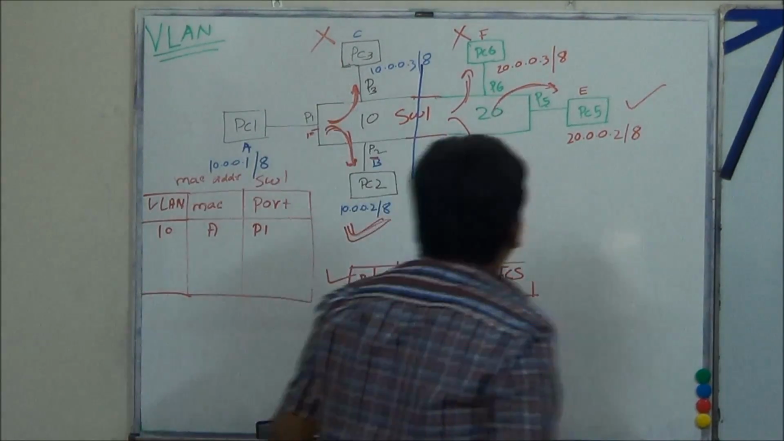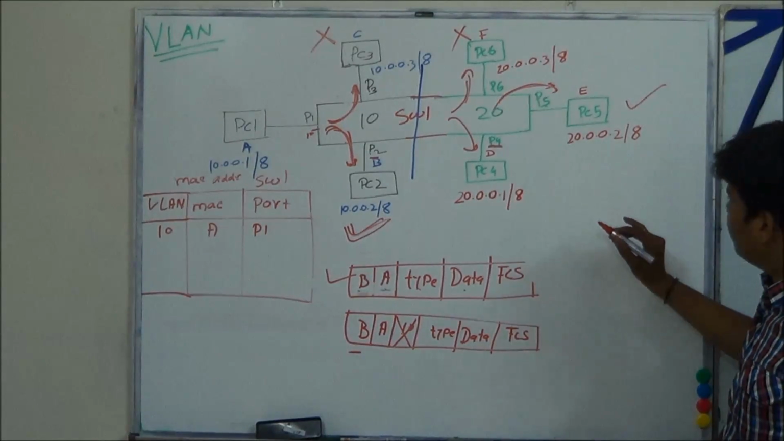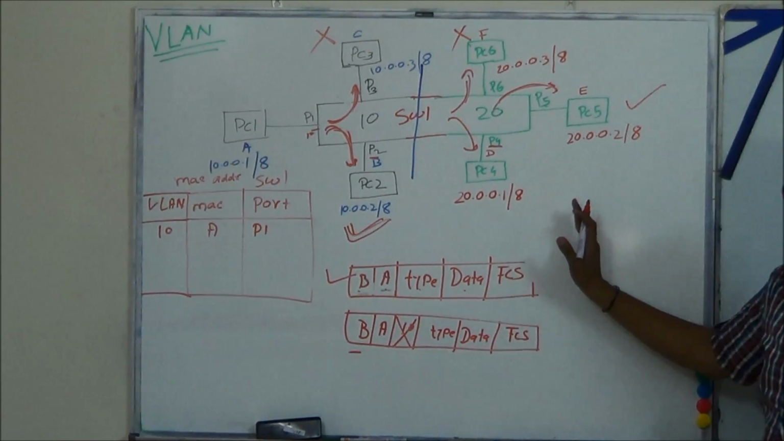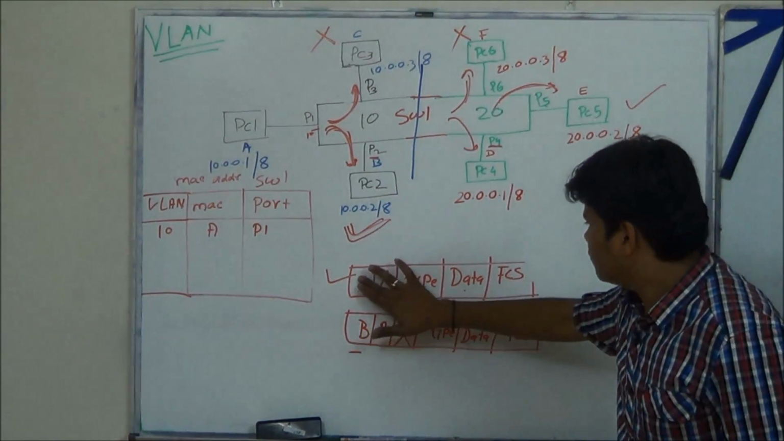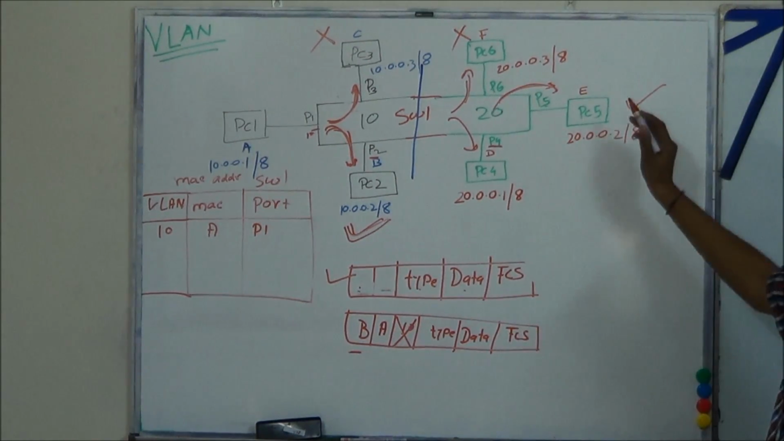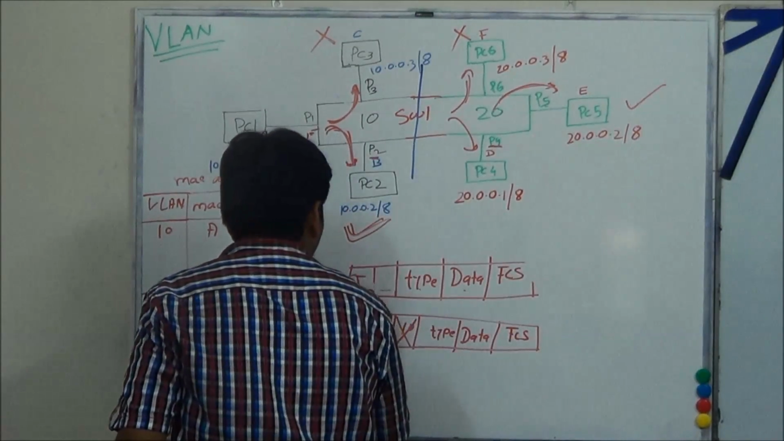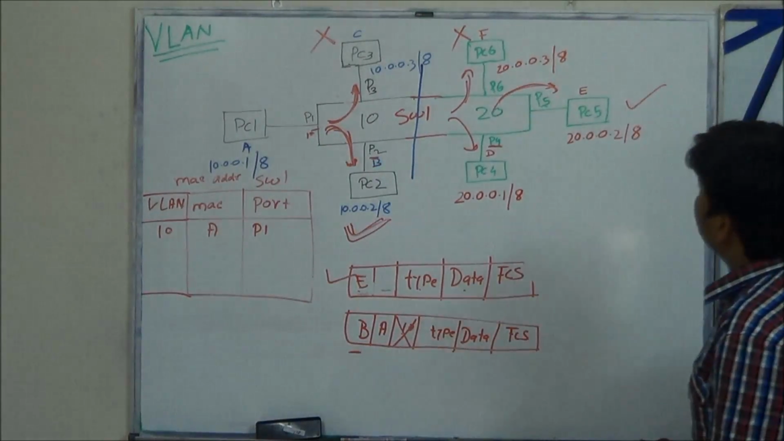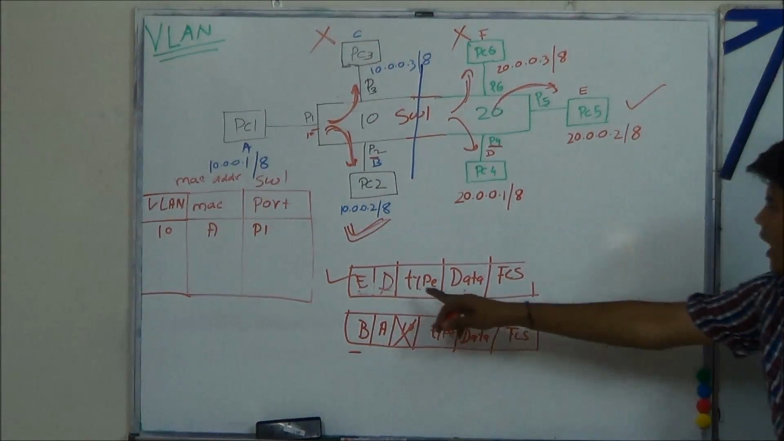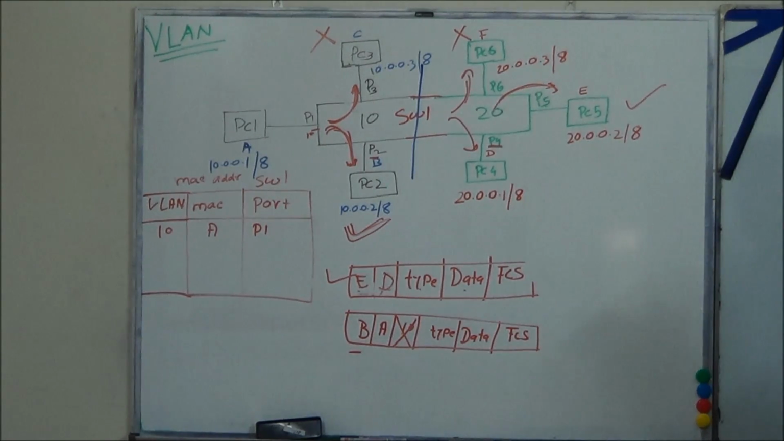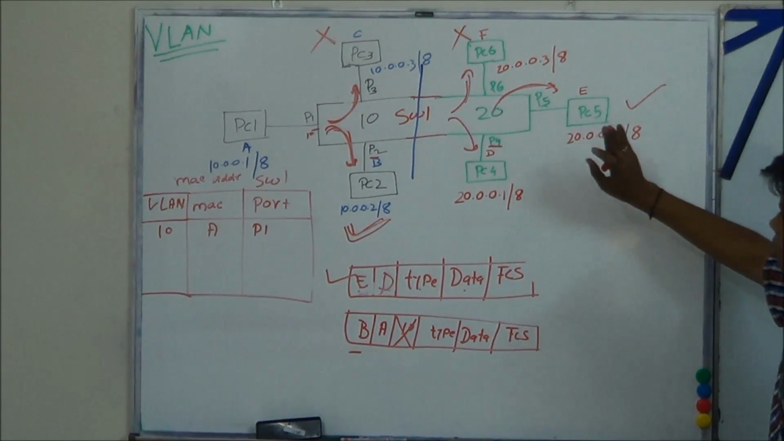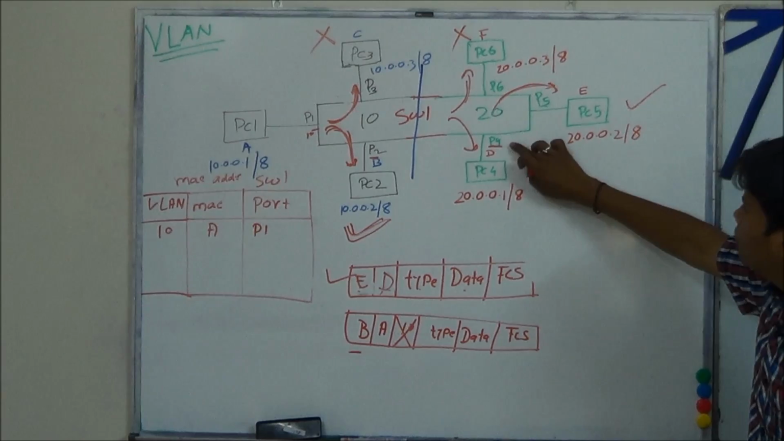Now consider a second scenario where PC4 wants to communicate with PC5. It will create an Ethernet frame having the destination MAC E and source MAC D, the type, data and FCS. Now this frame is transferred on the wire, which will deliver the frame at port P4.